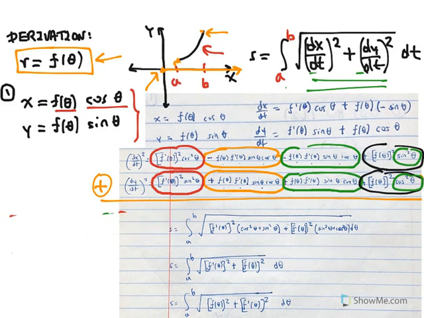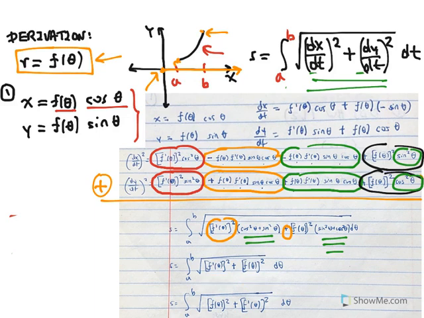So now, what are we going to do? We're going to simplify further. Cosine squared theta plus sine squared theta is 1. That's a Pythagorean identity. Same here. So you are just left with f prime of theta squared times 1, which is just f prime of theta squared, plus f of theta squared times 1, which is just f of theta squared.